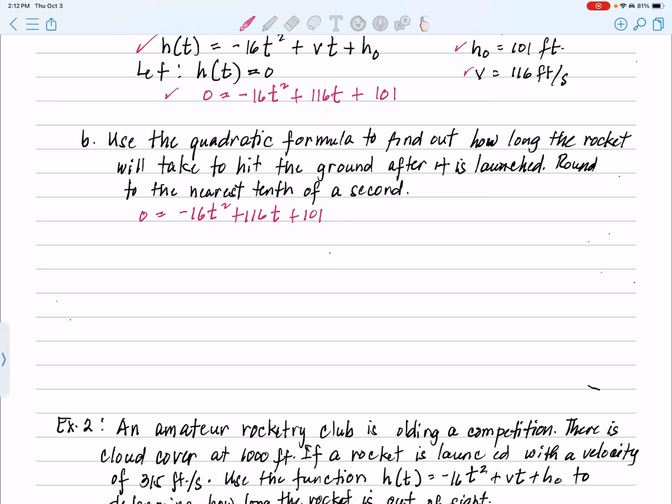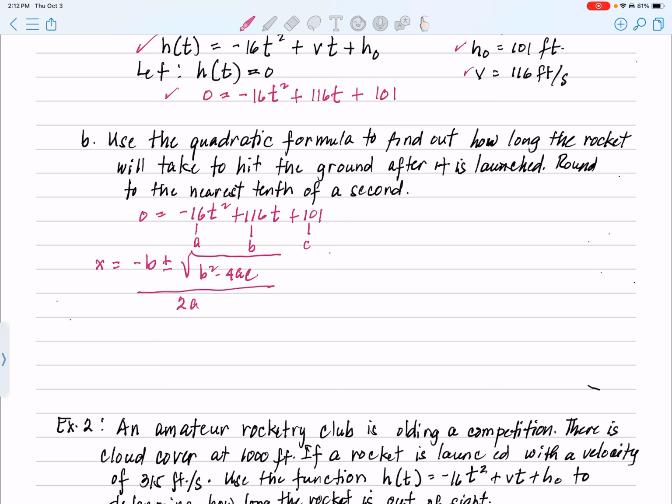All right. So in the quadratic formula, we will identify the a. This is the a, this is the b, and this is the c. In order for us to solve, let's use the formula: x equals negative b plus and minus the square root of b squared minus 4ac, over 2a.